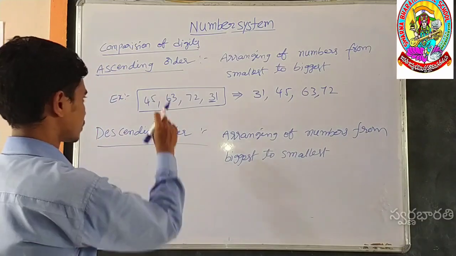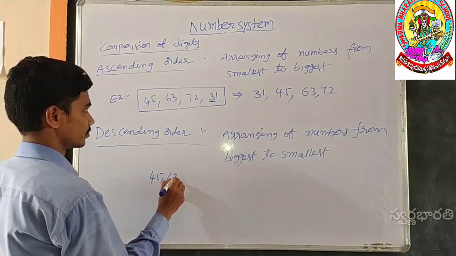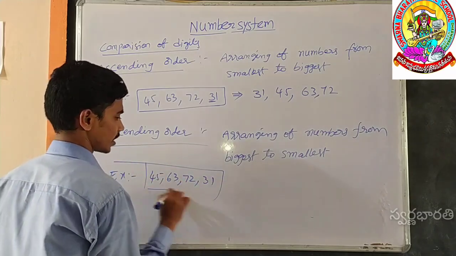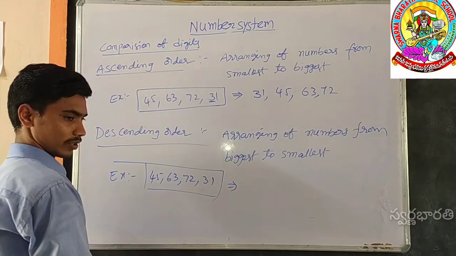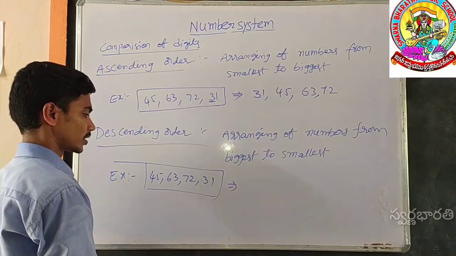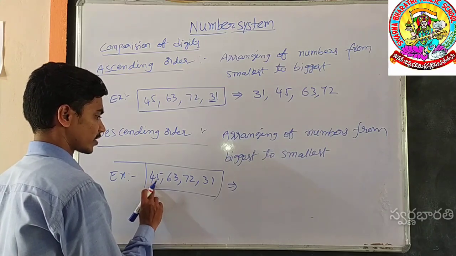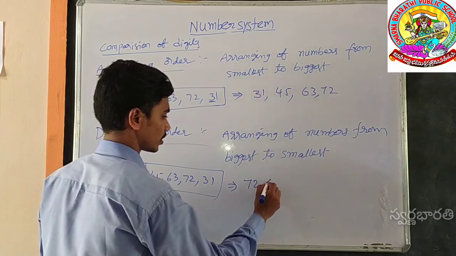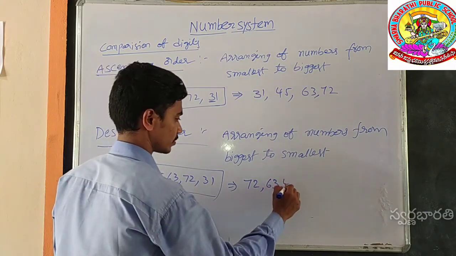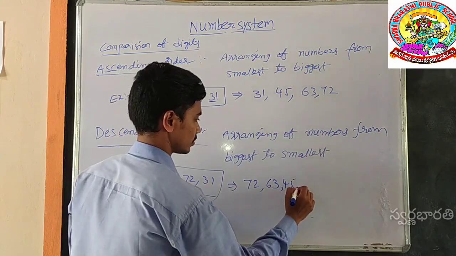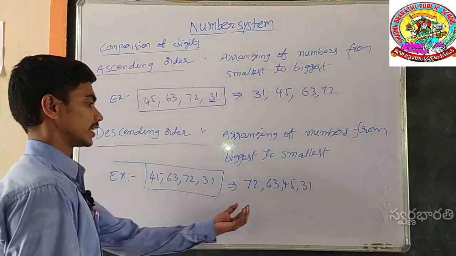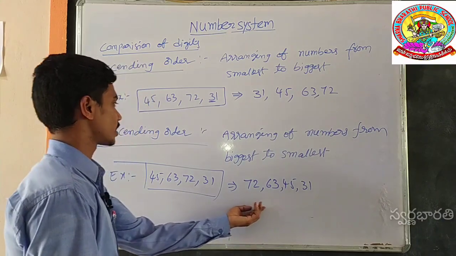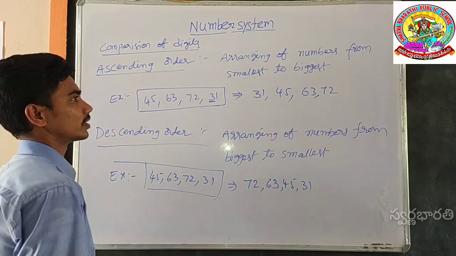Next, descending order, same example. Try to arrange this in descending order. How can we arrange? From biggest to smallest. In the given example, what is the biggest number? 72 is the biggest number. Then 63, then 45, then 31. So here the numbers are arranged from biggest to smallest. This type of arrangement is called descending order.